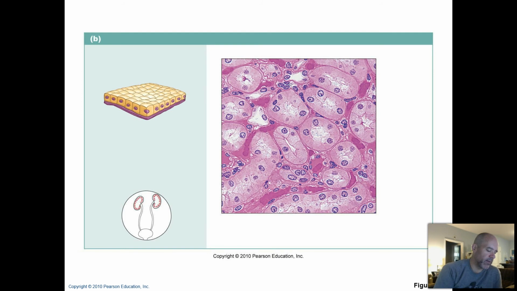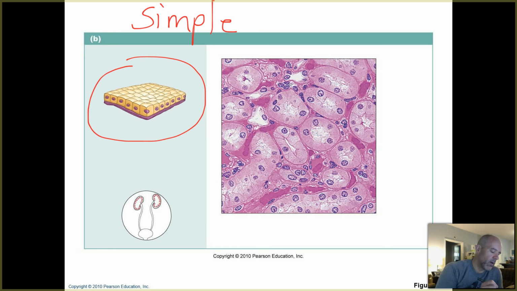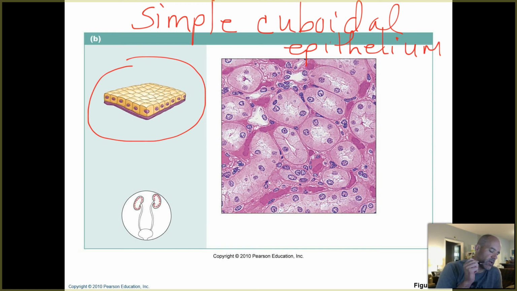All right, let's take a look at this epithelial tissue. If we check out our representation over here, that looks like a single layer of cells to me. So this is going to be a simple epithelium. Those cells look cube-shaped to me, so it's going to be a simple cuboidal epithelium. That's how you would name that tissue.